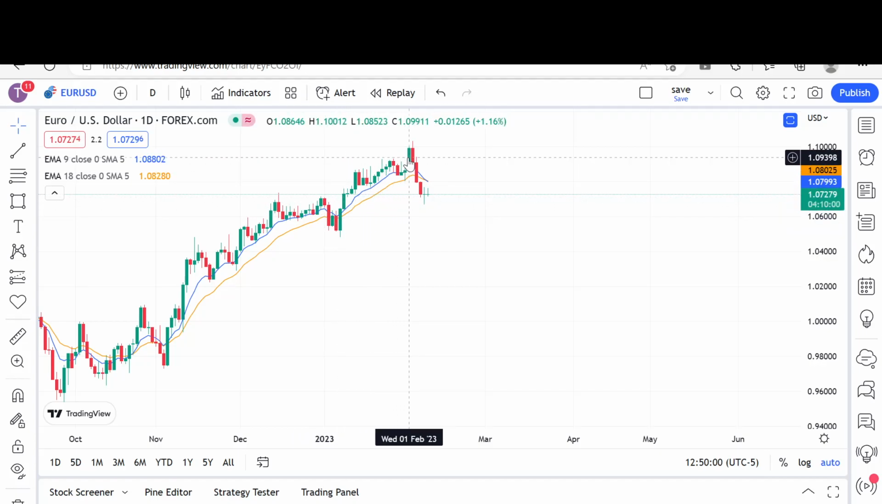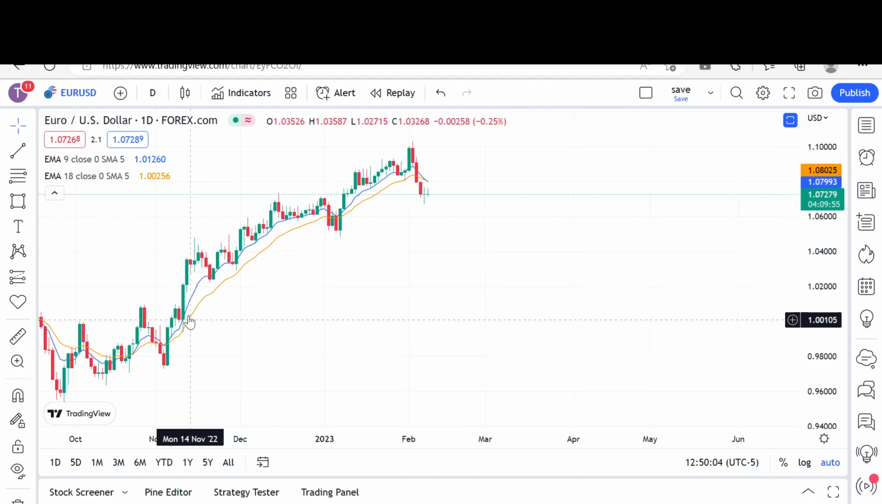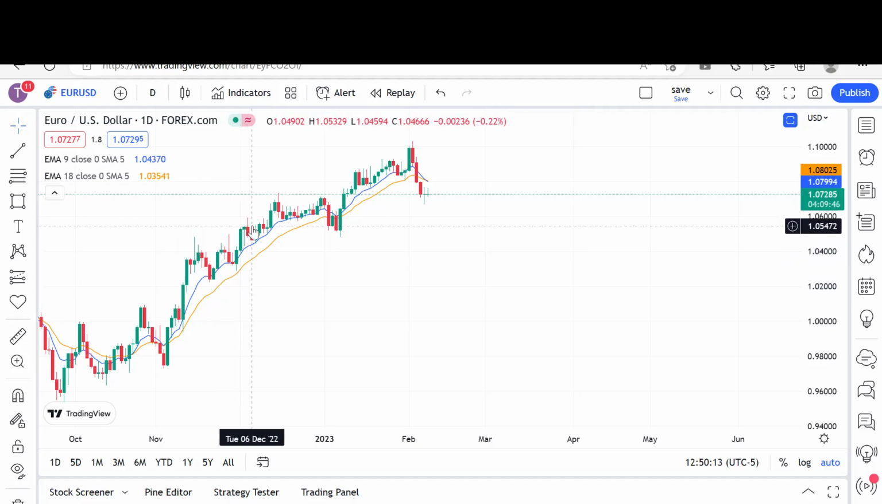So if you want to always be trading with the institutional order flow, for example, while this 9 EMA was above this 18 EMA, if you want to be trading with the overall trend, the overall institutional order flow, you would only be looking for buying opportunities in here. That's if you want to trade with the overall trend.